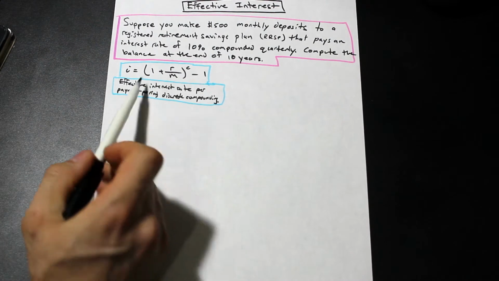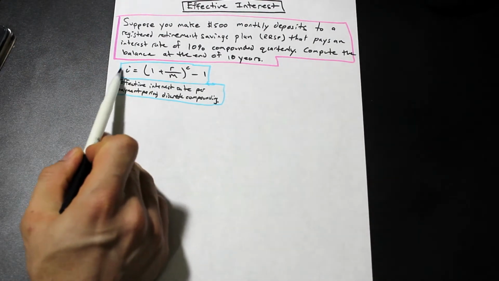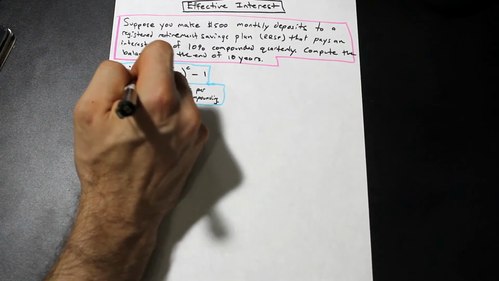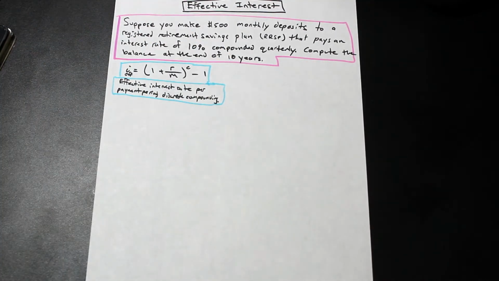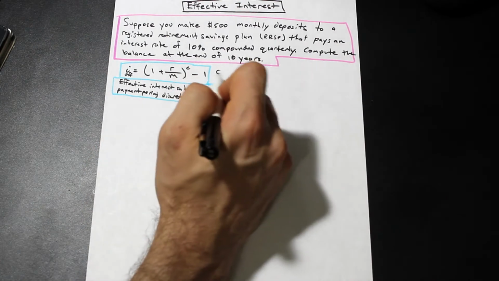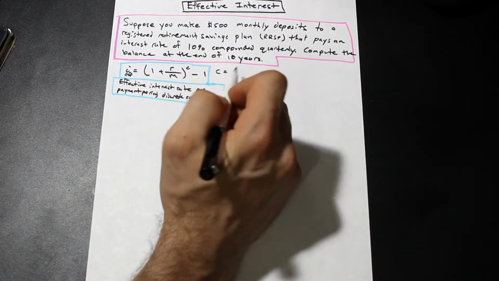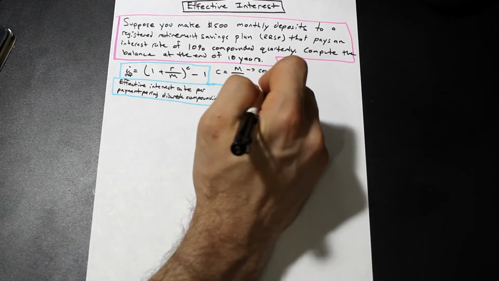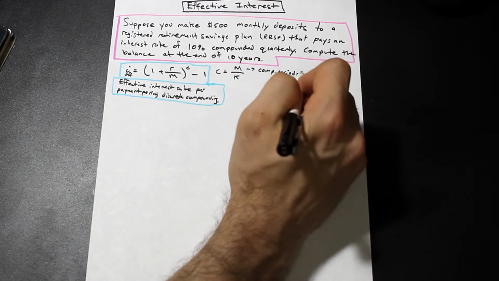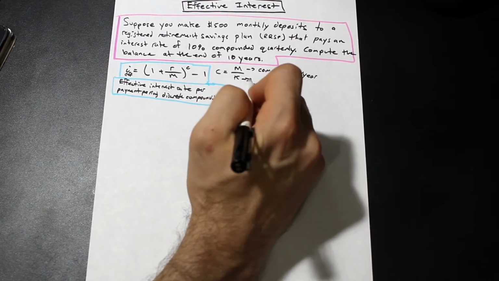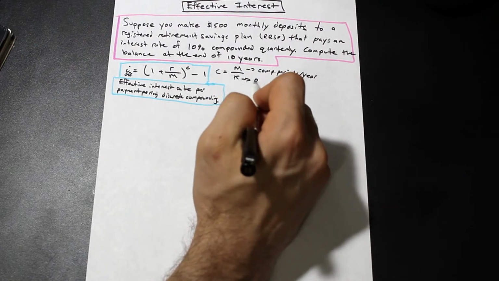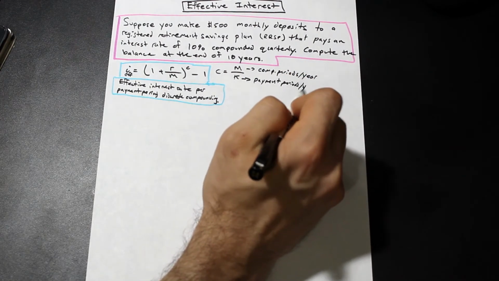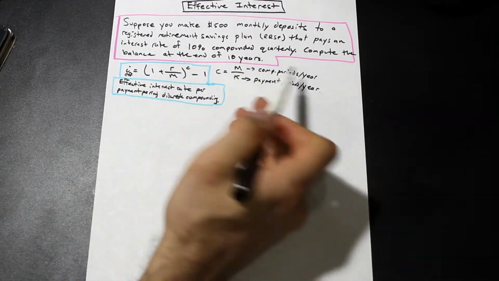So what I've done is I've written down the formula here for effective interest rate. I sub effective is equal to (1 plus R over M) to the power of C, where R is the interest rate, M is the number of compounding periods per year, and C is equal to the number of compounding periods divided by K, which is the number of payment periods. These are always per year. K is the number of payment periods per year.